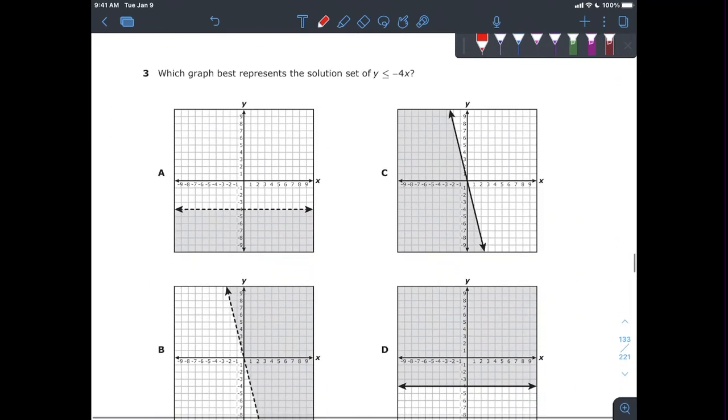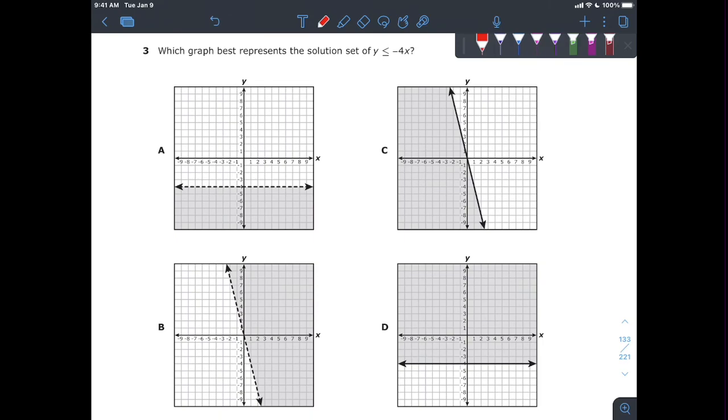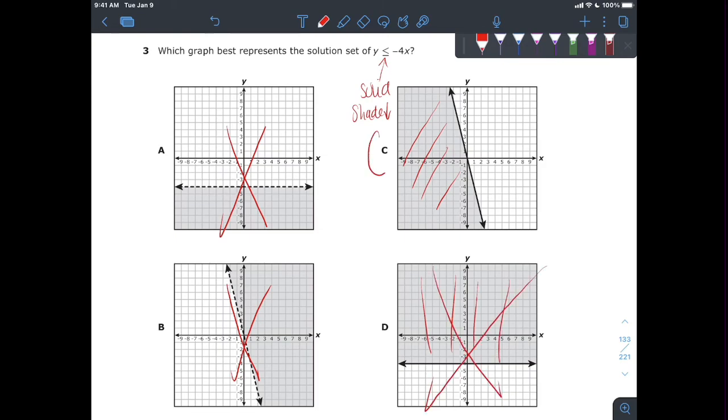Number 3. Which graph best represents the solution set of y is less than or equal to negative 4x? Whenever I look at this problem, my first thought is, based on this, it should be a solid line and it should shade down. So I look, that's a dashed line, dashed line. This one is shaded down up here, and this one is shaded up. So the only answer it could be is answer choice C. I can eliminate the others without even verifying, just by looking at the features.